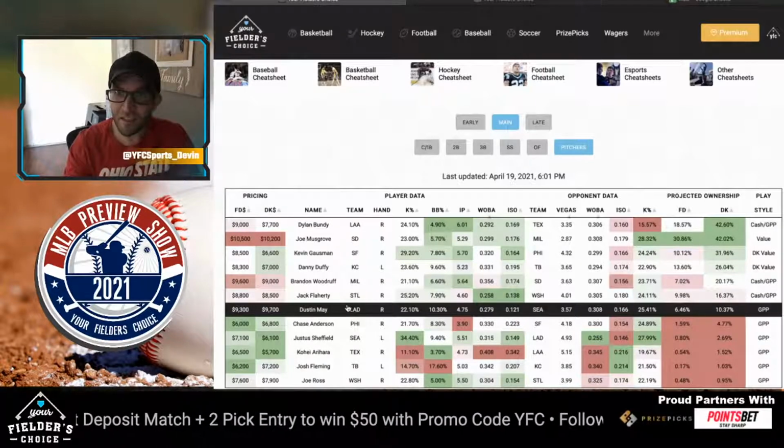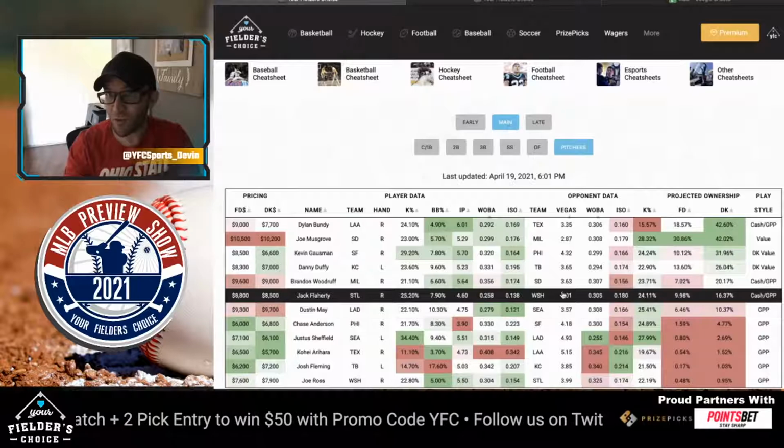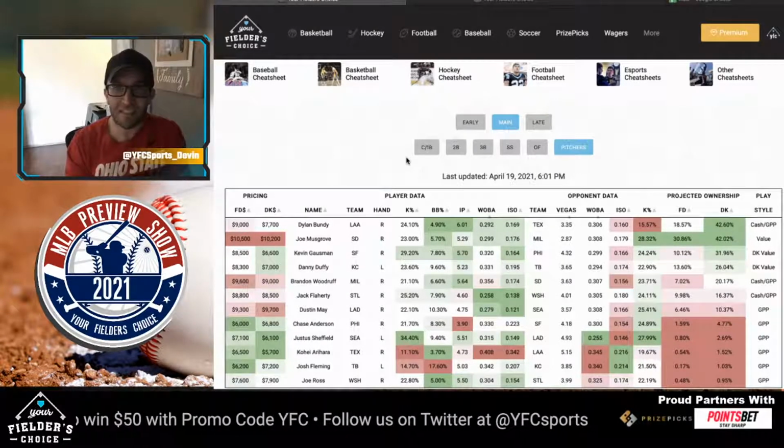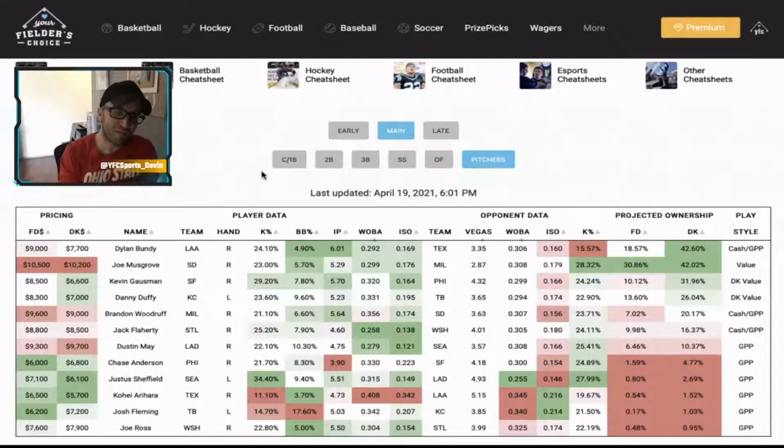You do have a play like Dustin May down here, who's going to come in low owned. He's in a good spot too. Taking a little bit of a risk there at his price. If you were to play him in cash, you'd be forced to punt elsewhere. So you're not going to have the bats that other people are going to have. So again, that's what we're looking for when we're looking at the cheat sheet.